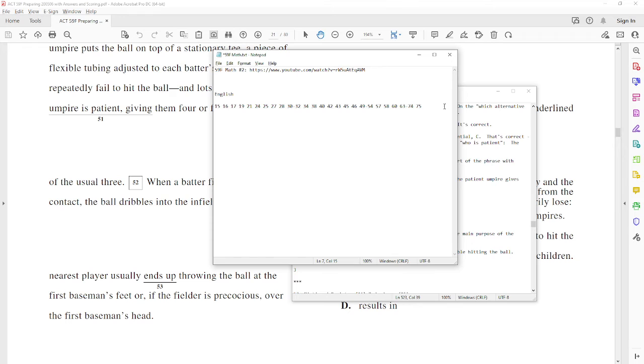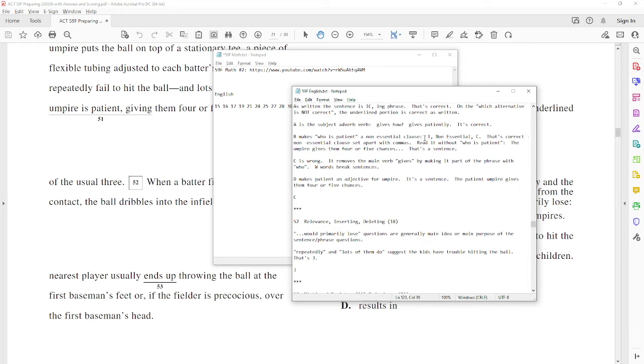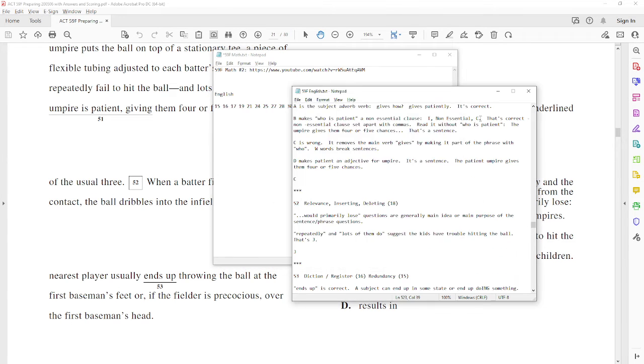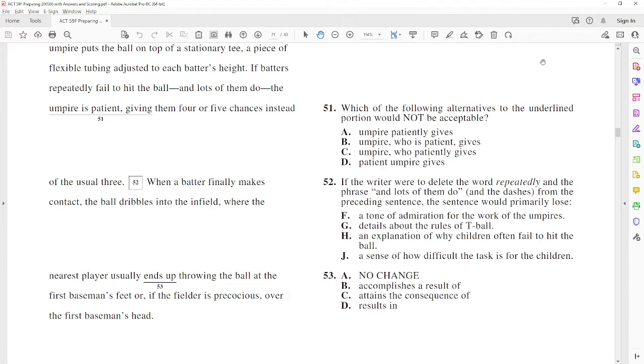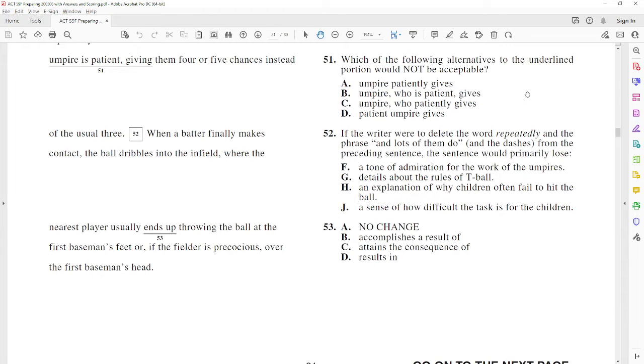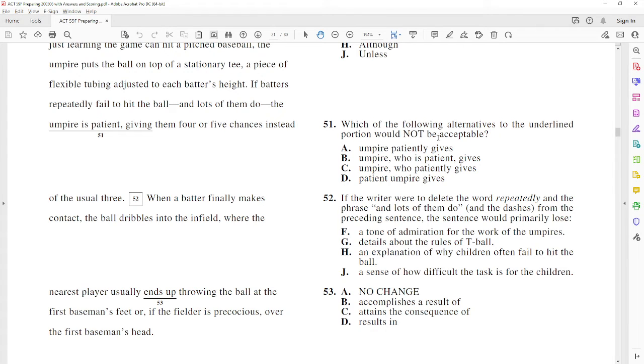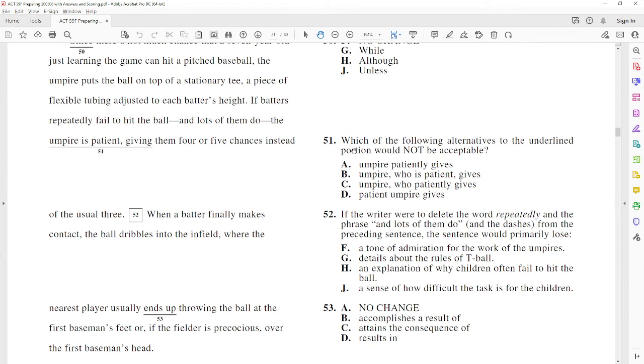All right, we're doing 49 through 54. So now we have to go to 52, which is relevance, inserting, and deleting, but I still haven't read it. So let's check it out. If the writer were to delete the word repeatedly and the phrase "and lots of them do" from the preceding sentence, that means the sentence before, the sentence would lose what? Well, what is the sentence before? It says, if batters repeatedly fail to hit the ball, so if I removed repeatedly, it would remove the idea of it happening over and over again, and lots of them do.